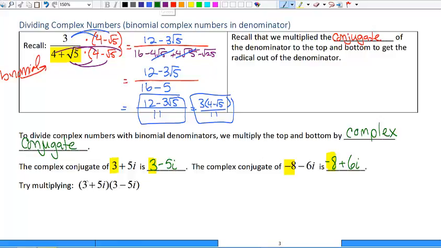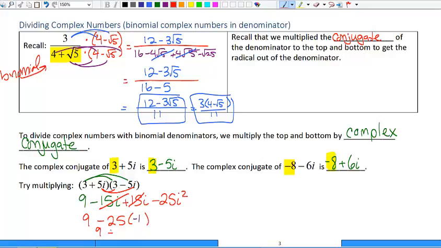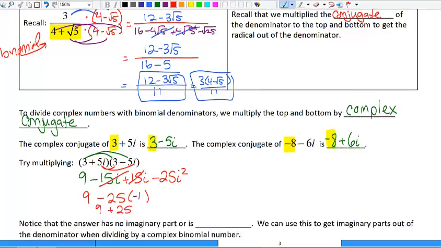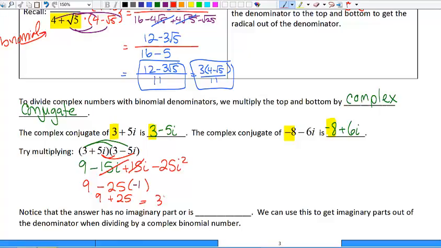Now let's remind you, when we multiplied two conjugates, we get 9 minus 15i plus 15i minus 25i squared. Notice that those two middle terms cancel out or add to 0. And guess what? They always are going to add to 0. And we have the 25i squared, but don't forget that i squared is negative 1. And that gets me 9 plus 25, which is 34.